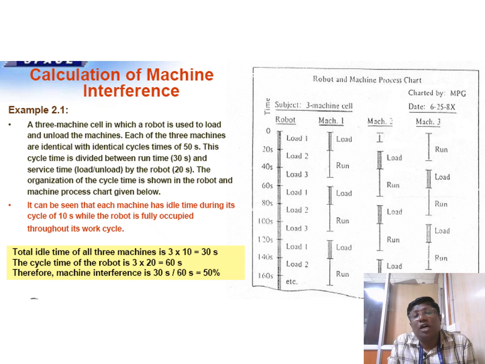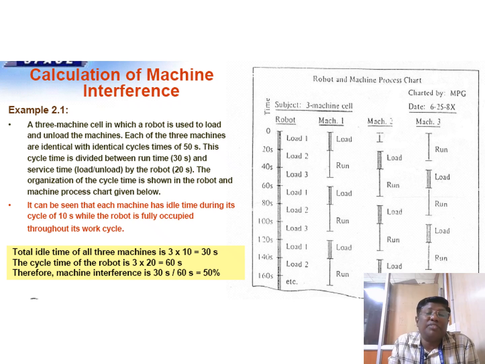If you look at this chart, when the load is happening, the others are not doing anything. Initially, when it is loading, the parts are not yet placed, so the other machines are idle. Once the components are placed, the machine can run, which means it can perform the operation. Since we are using only one robot, while it loads one machine, the second and third machines can perform their operations.